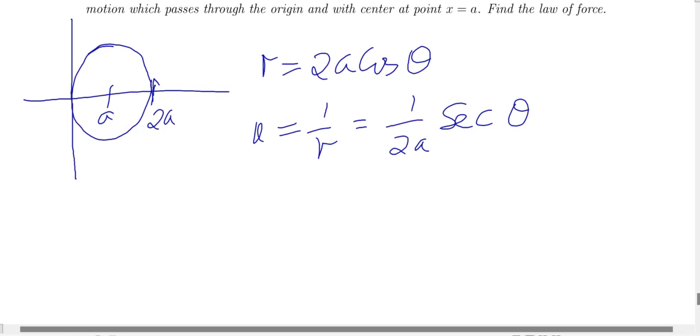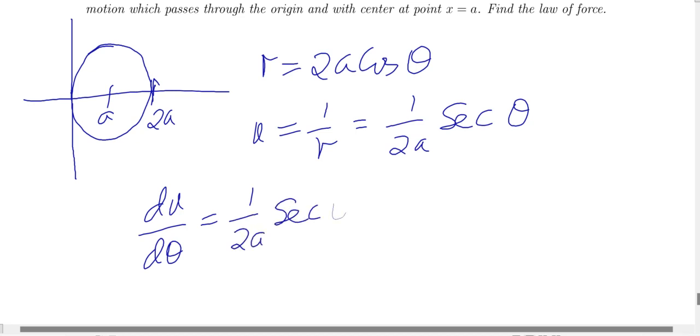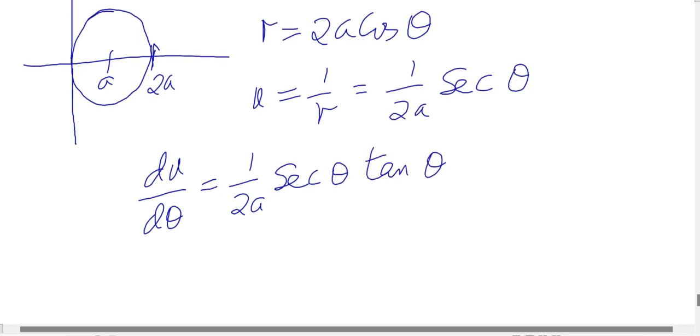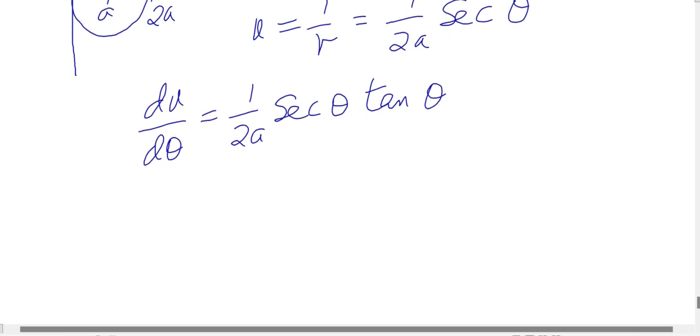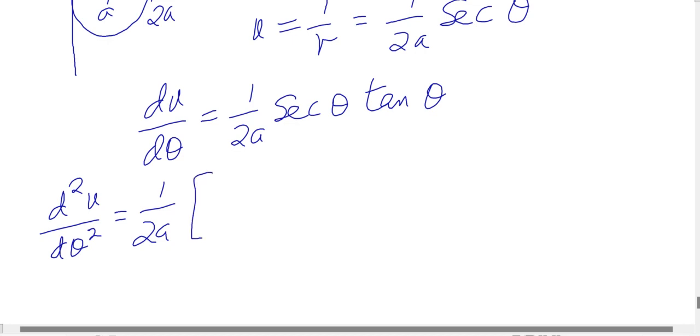So when we differentiate u with respect to theta, we get 1 over 2a sec theta tan theta, the derivative of secant of theta. And when we differentiate the second time, d squared u by d theta squared, we'll get 1 over 2a. 2a is a constant. So we differentiate sec theta tan theta, this being a product. Then we apply the product rule of differentiation.